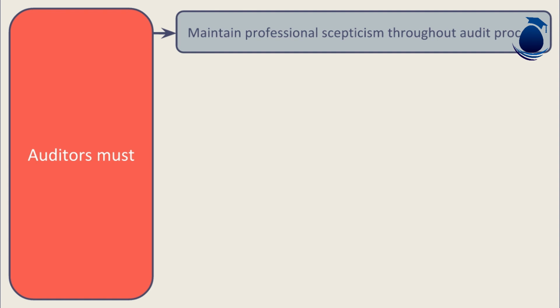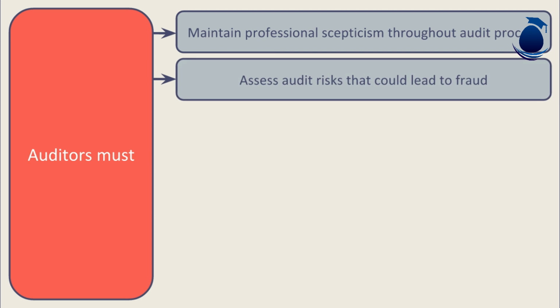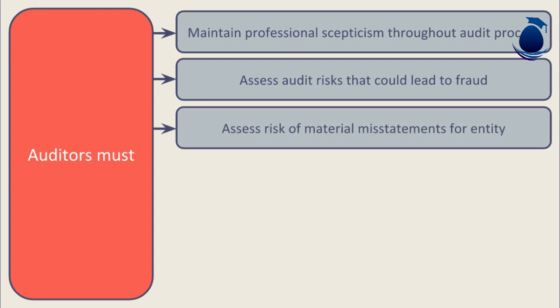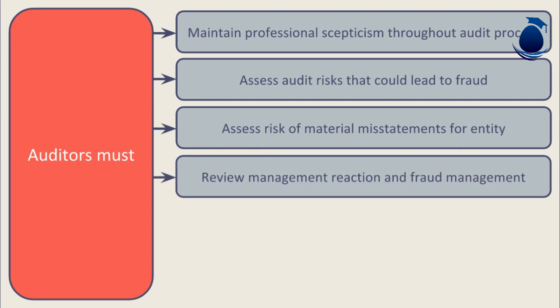An inquiring mind can open up things that have been concealed within the organization. Assess any audit risks that could lead to fraud. Incentives to commit fraud should be considered, for example, bonus schemes based on profit margins. Generally assess the risk of material misstatements for the entity. Review how management react to and manage fraud.